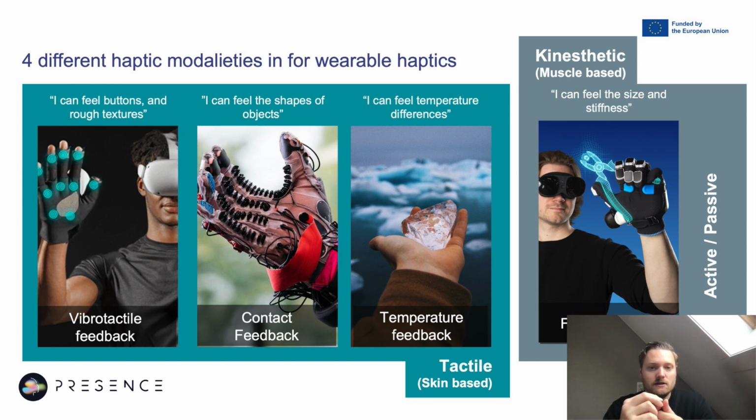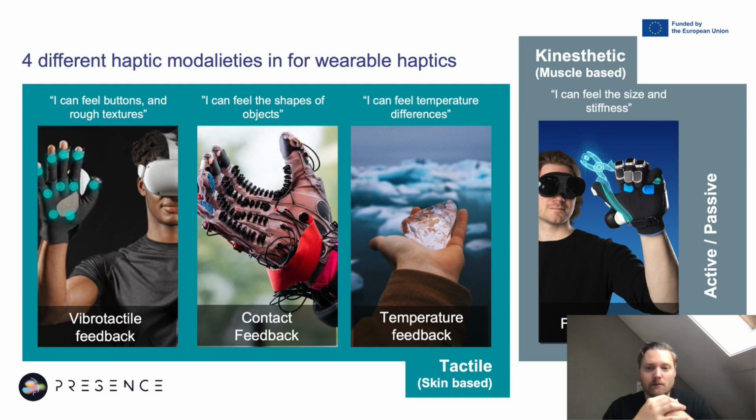You have other technologies that use that skin stretch method, so they're kind of opening up your skin, widening up your skin in order to trick your brain, so that you can feel the delta between how your skin was before and now it is stretched. And then thirdly, you can feel temperature differences. And you can convey that in temperature feedback by, for instance, using Peltier elements. So that is the skin part of haptics.